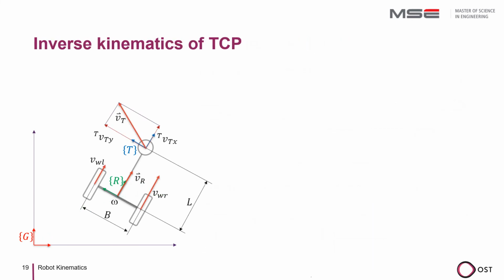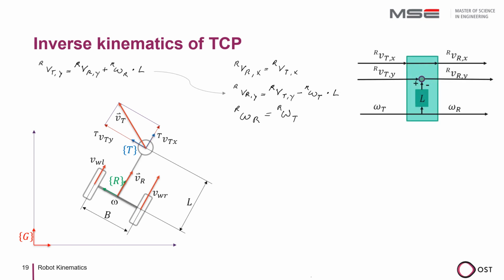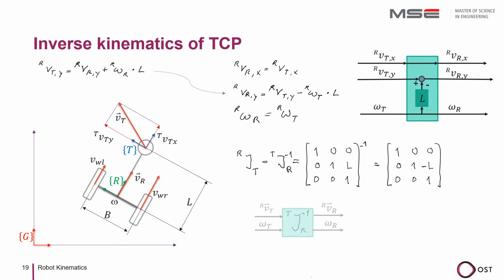Let's calculate the inverse kinematics of the velocities when we start from the TCP. The velocity in the direction of travel and omega are identical in the TCP and the robot system. With the relative kinematic equation, I can now determine y and visualize the whole transformation graphically. Since the forward kinematic is quadratic, I can also determine the inverse.